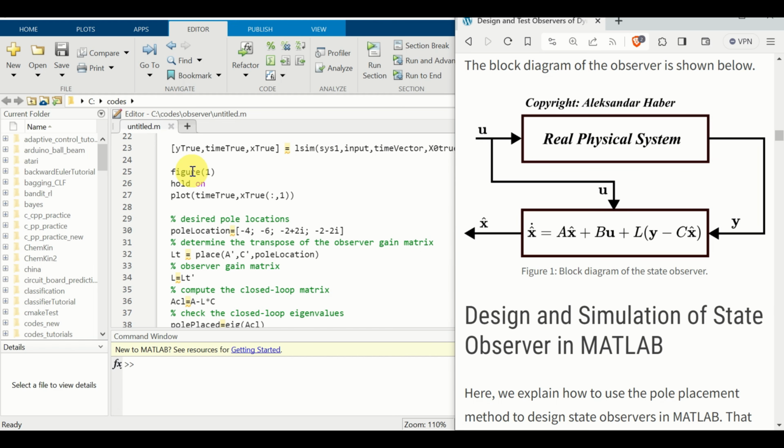Hello everyone, in this control engineering and control theory tutorial you will learn how to design and test observers of dynamical systems in MATLAB. We will focus on linear dynamical systems in the state space form. We will explain how to design observers by using the pole placement method and how to numerically implement and test the performance of observers in MATLAB.